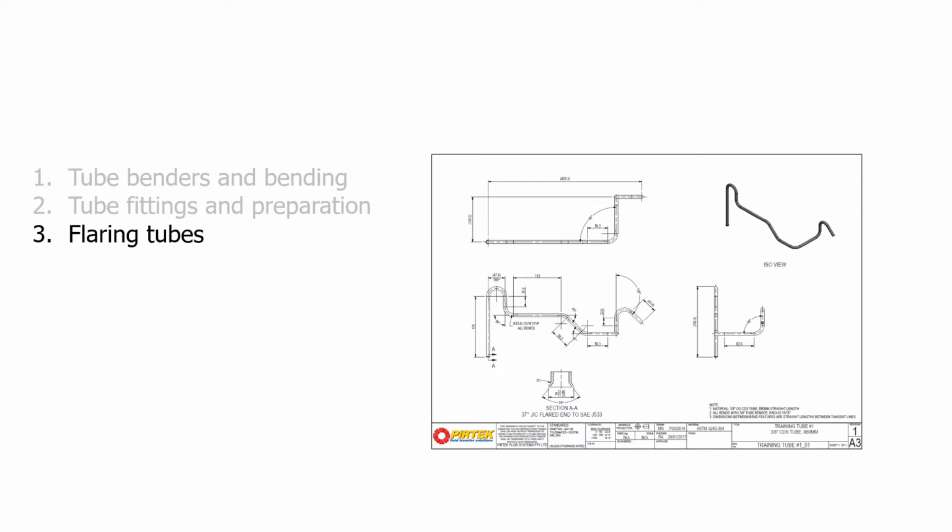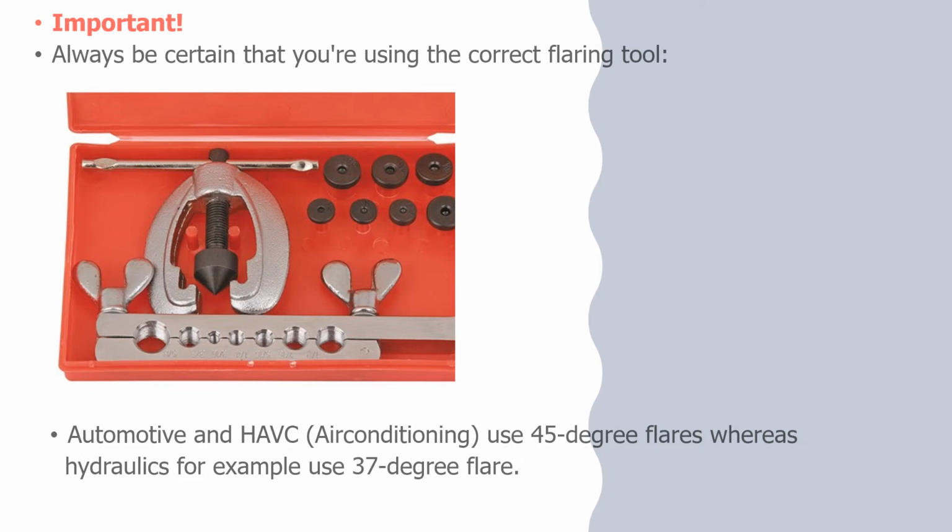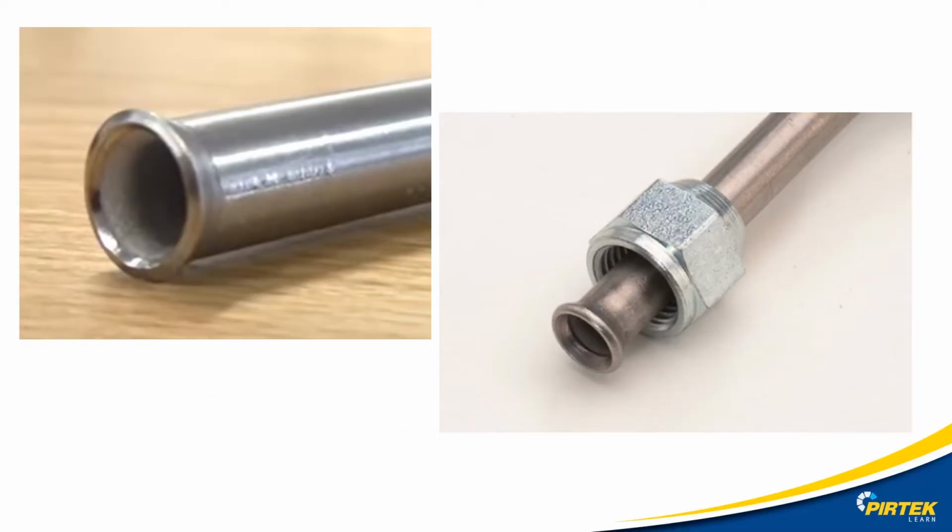Section 3, flaring the tubes. Before we begin, this is important, not all flaring tools are the same. For our JIC flare, we are going to require a 37-degree flaring tool. Here we have an example of a 37-degree flare and a 45-degree flare. 45-degree flares on the right, and this is usually found in air conditioning systems.